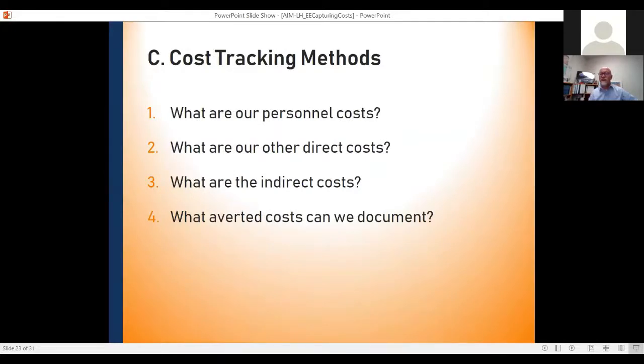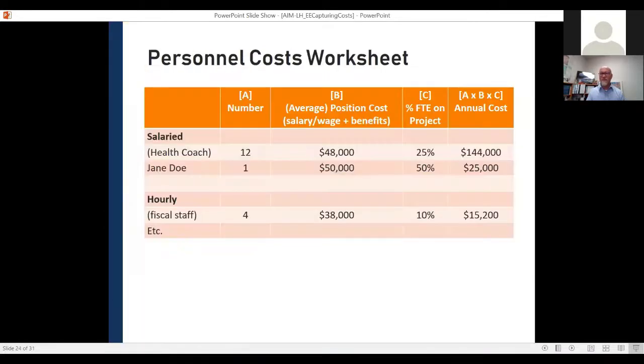So here's the last part of it, and I see we've got about 12 minutes left. So why don't we hold off questions until we run through this piece of it, and then there should be some time left to ask some questions. So here's kind of the nuts and bolts of how you document the costs, and I'll talk about 4 more steps here: personnel costs, direct costs, indirect costs, and the averted costs that we can document.